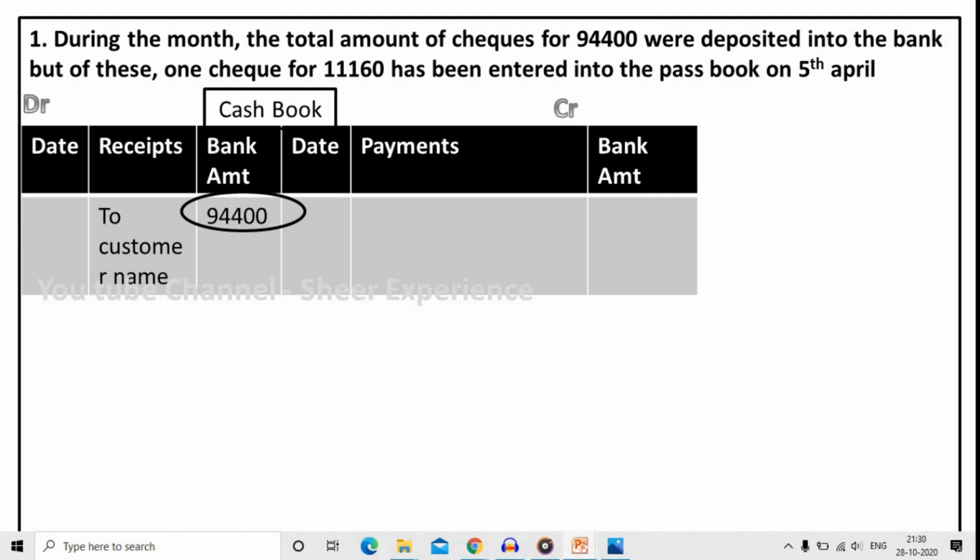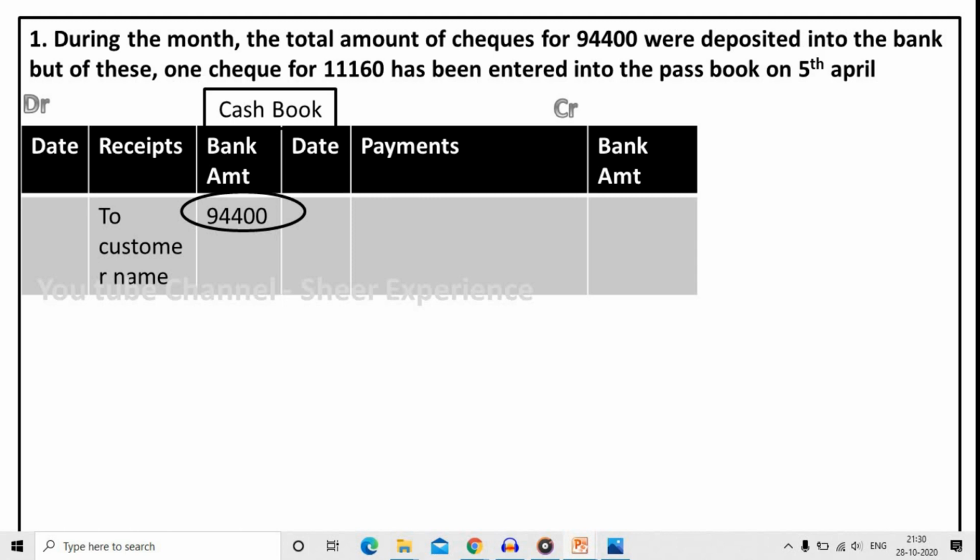But among these checks, one check worth 11,160 is entered in the passbook on 5th April. That means 11,160 has been credited in the next month. We are preparing the bank reconciliation statement on March 31st, 2019. So we should consider this amount as not collected before 31st March 2019.